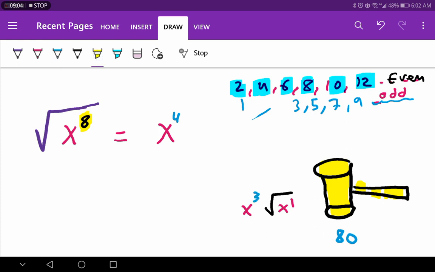And what about this? You keep it. So the answer of x with power 7 is x with power 3 radical x with power 1, which is x. Are you happy with that? Okay. Are you happy with that? Tell me. Me too.